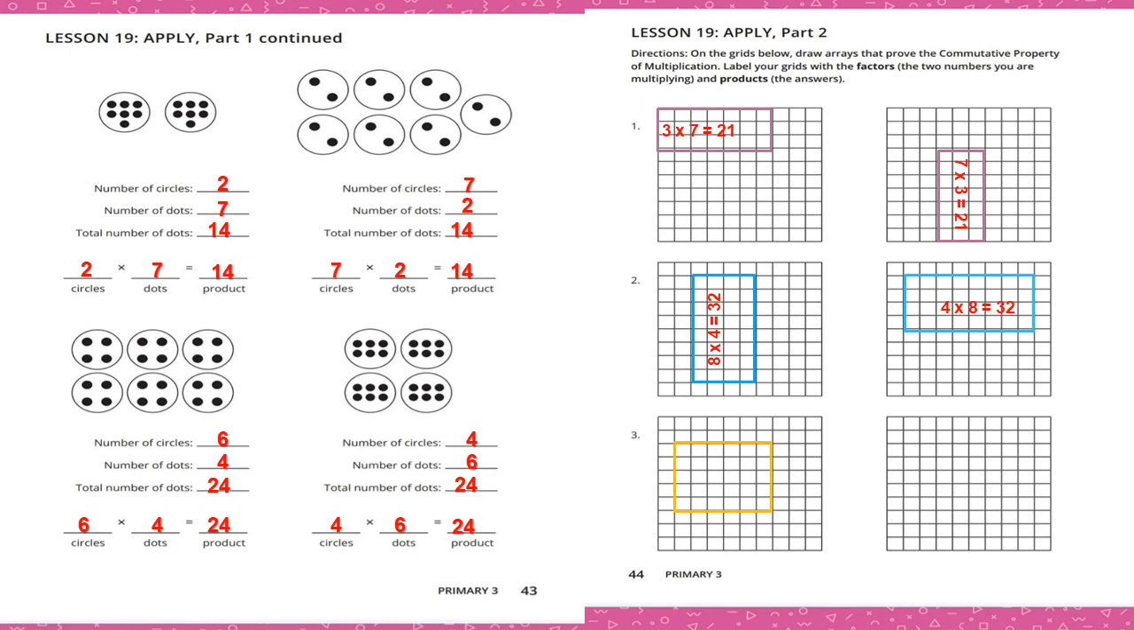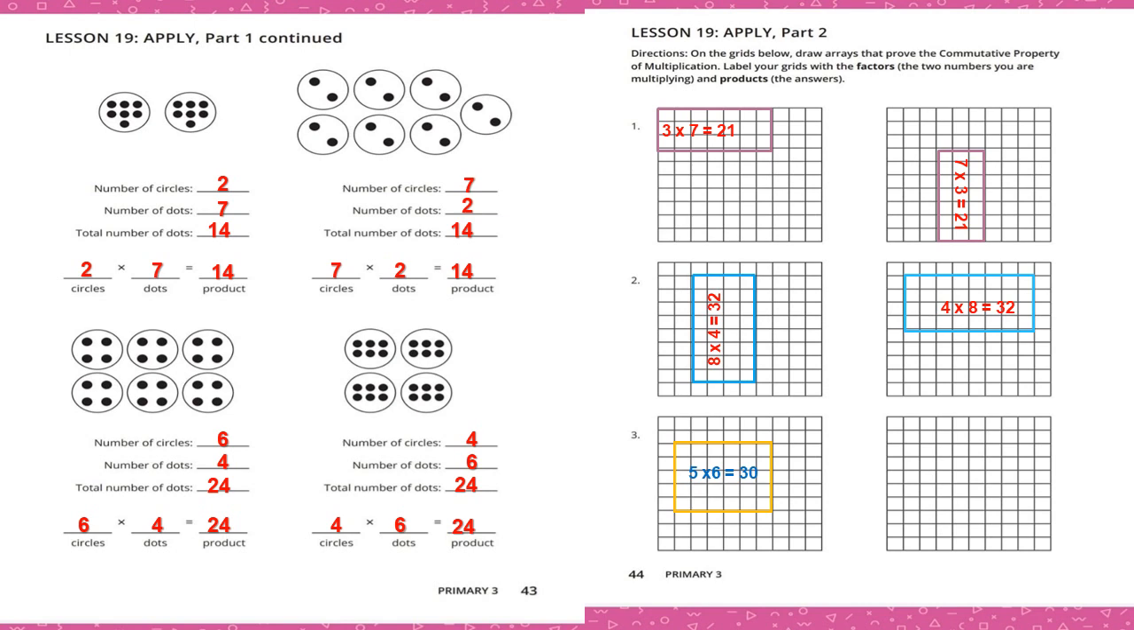Number 3, we make this array. We have here 1, 2, 3, 4, 5 rows, and 1, 2, 3, 4, 5, 6 columns. So we write the multiplication equation. 5 times 6 equals 30.